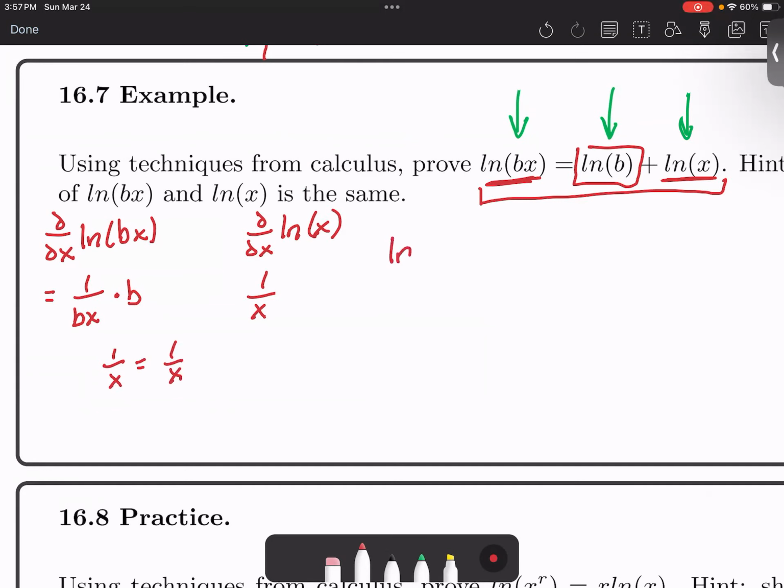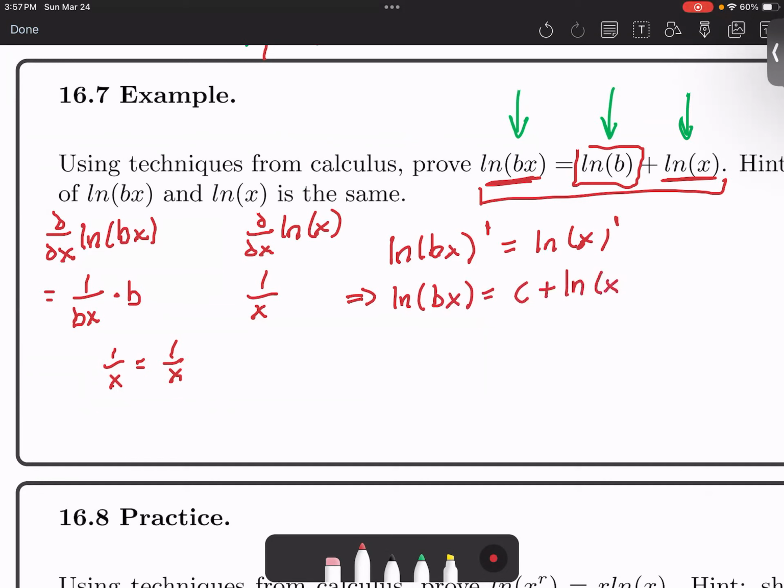Therefore, the natural log of bx changes at the same rate as the natural log of x. Their derivatives are equal to each other. And by the corollary of the mean value theorem, that means these two functions differ by a constant. So we can just rearrange this and solve for that c value by taking the natural log of bx minus the natural log of x.